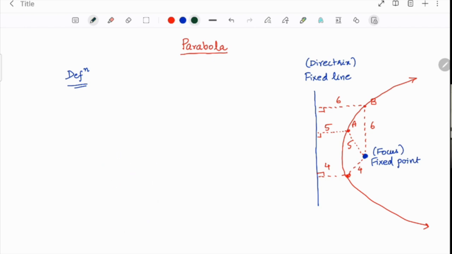So what is the property of any point on the parabola? This parabola is drawn with the help of one fixed point and a fixed line. Its distance to the fixed point, let's say this is 7 units, then its distance to the fixed line should also be 7 units. Suppose I have a point on the parabola. That means its distance to the focus, that is the fixed point, let's say this is 8 units, then its distance to the fixed line should also be 8 units.